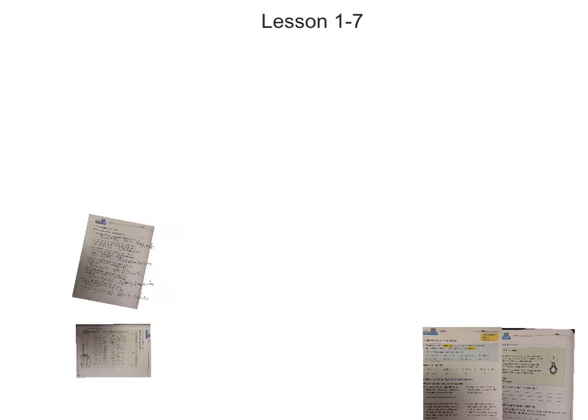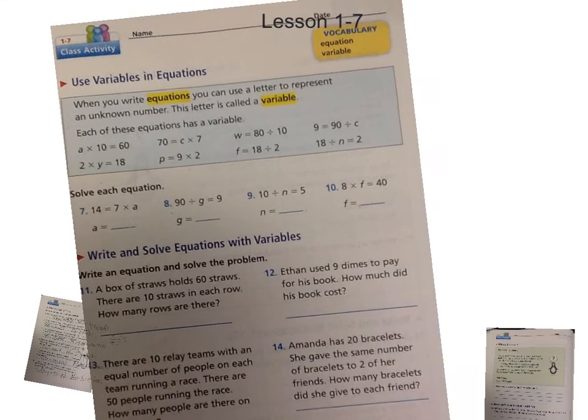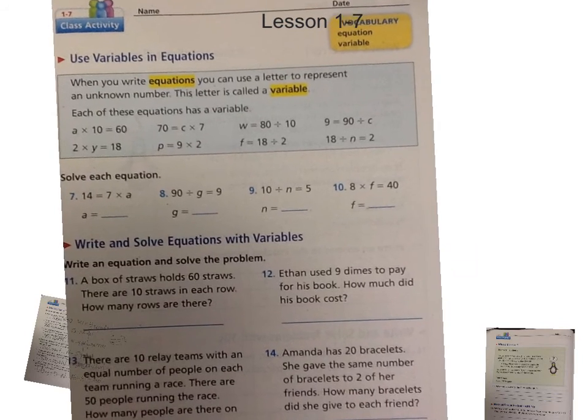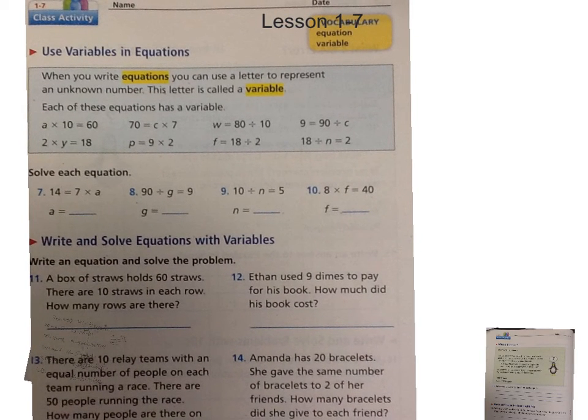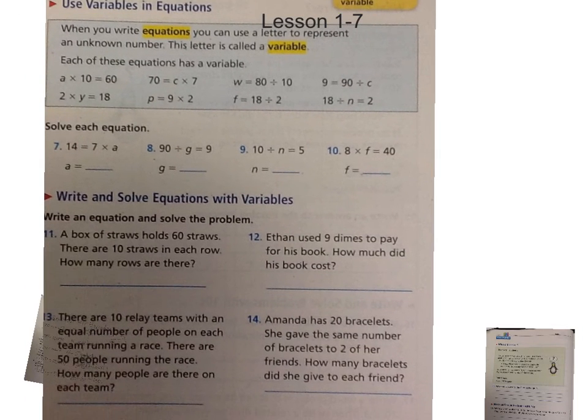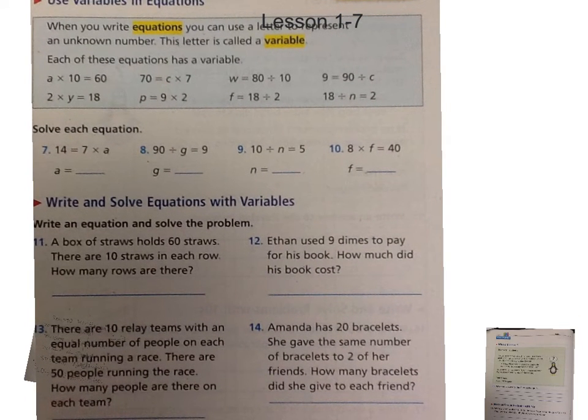Alright, so let's get this out of here and go to the next page. This is kind of what I was doing, adding a variable in the equation. It says when you write equations, you can use a letter to represent an unknown number. This letter is called a variable. Each of these equations has a variable. You know how to use variables. We've been using them off and on this year, so this should be pretty easy for you.